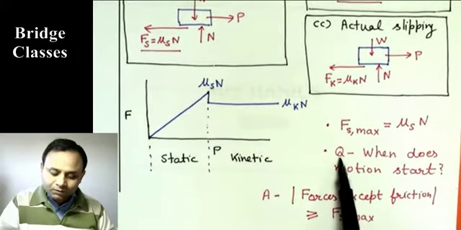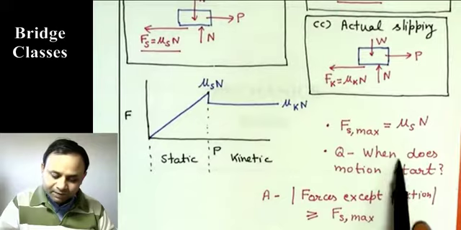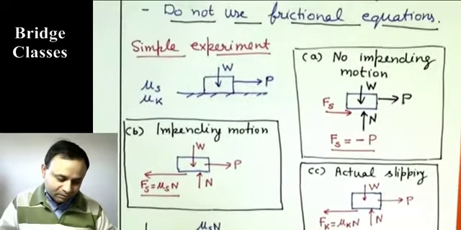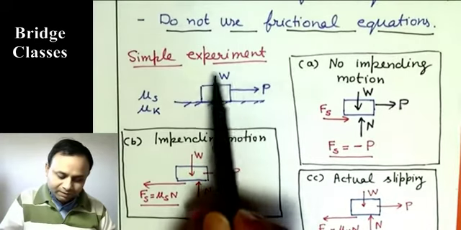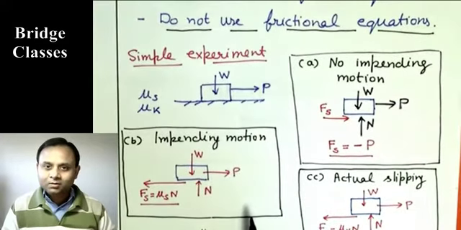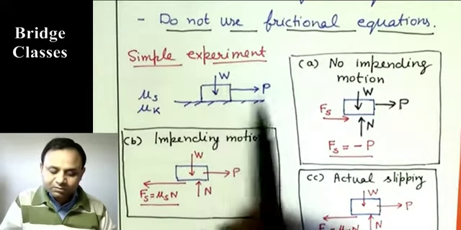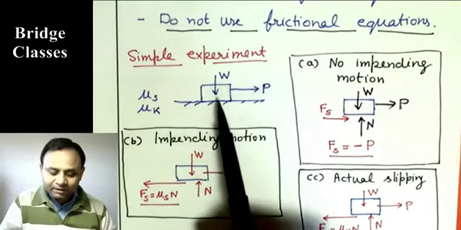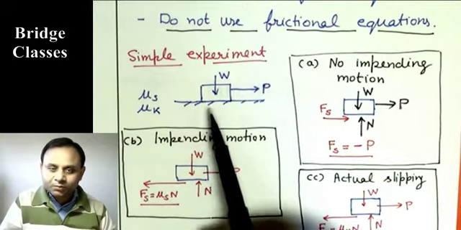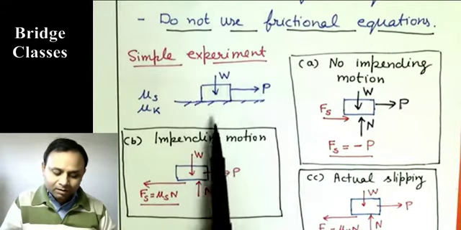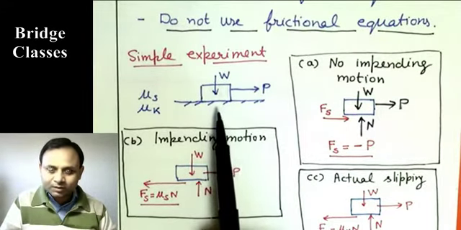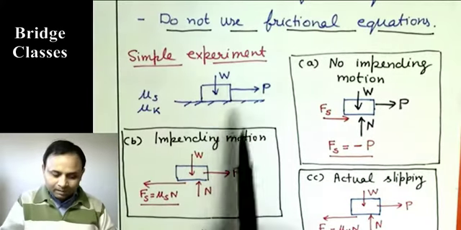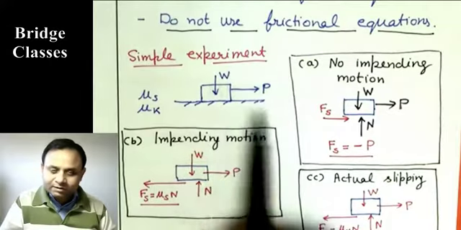Now one question arises, when does motion start? Let us say we are given this situation. I know that if the body is moving, then the friction will be mu k N. If it is about to move, it will be mu s N, and if it is not about to move but stationary, I will get this from equilibrium. But how to know at what P the body actually starts to move?